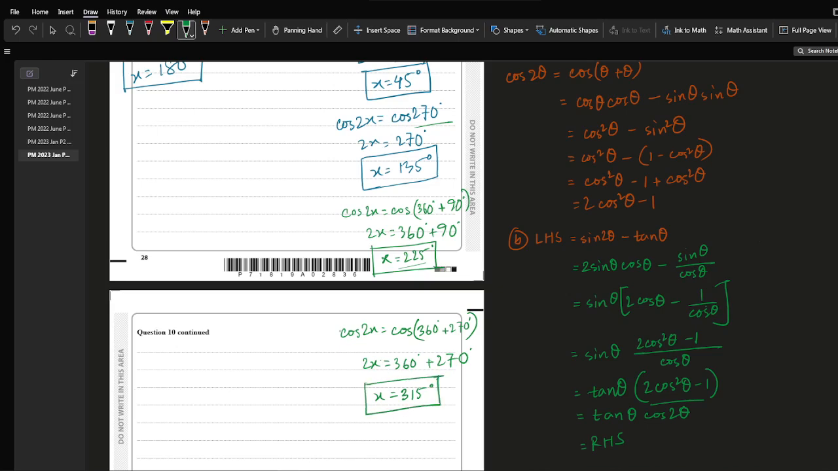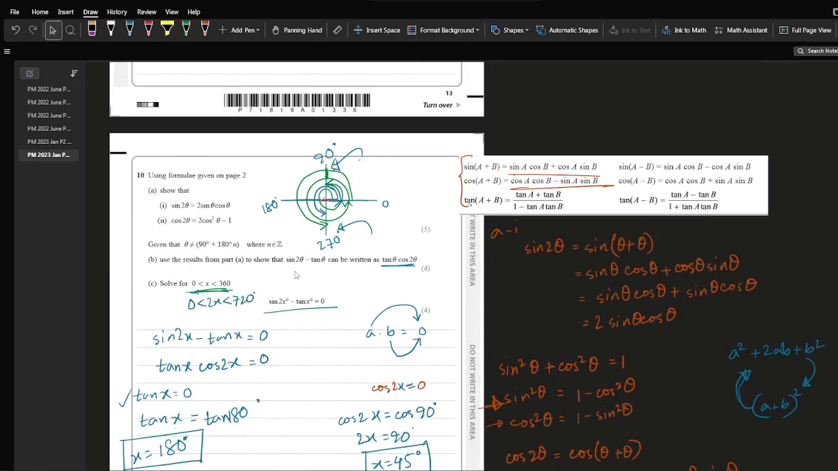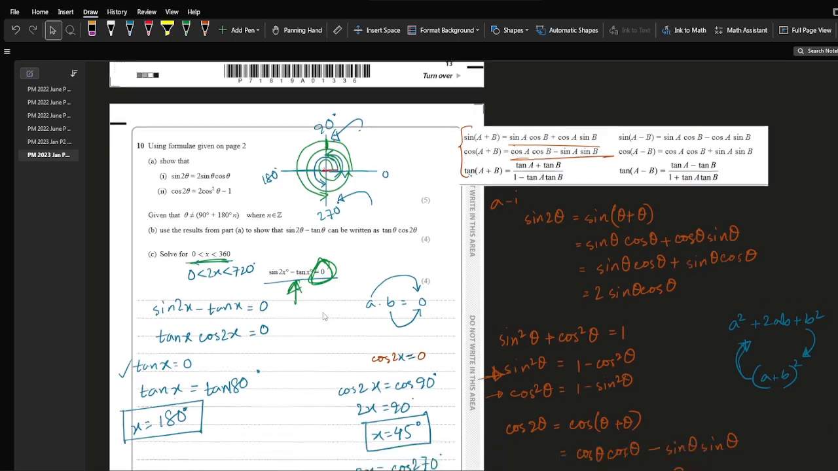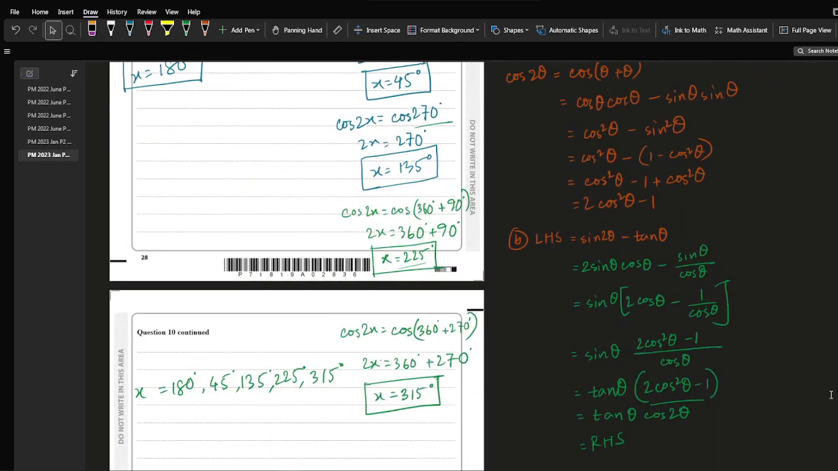Let's put a box. So that means x is 180, 45, 135, 225, 315. If you put any of these values in this equation, you will always get 0 on the left hand side. If you put any of the values of x, you will get 0 right here. If you don't, that means that value is wrong. So that's it for this question.